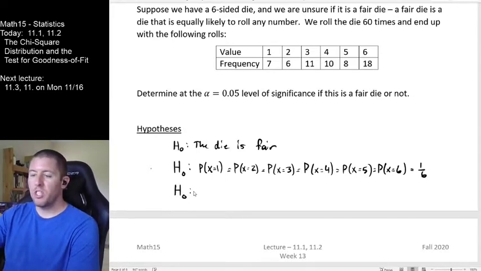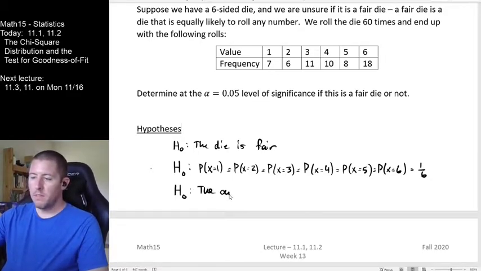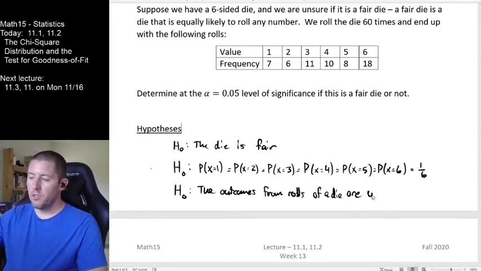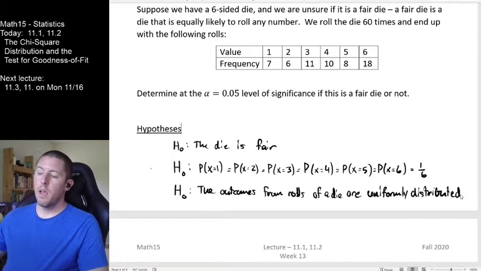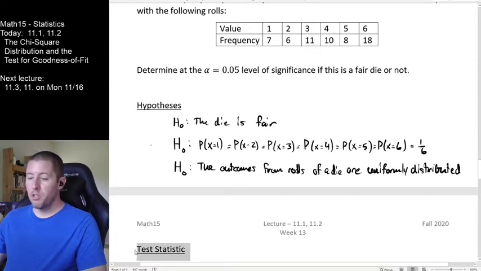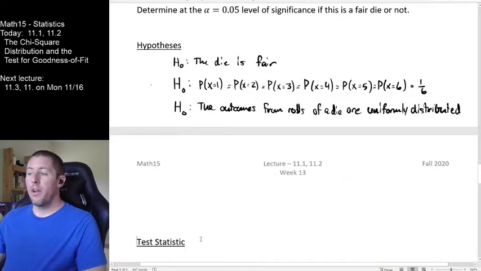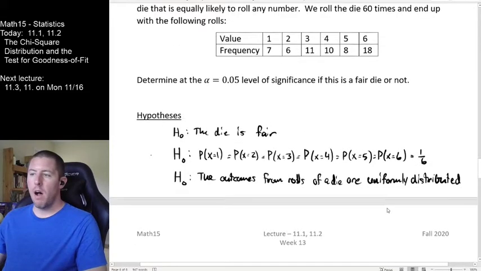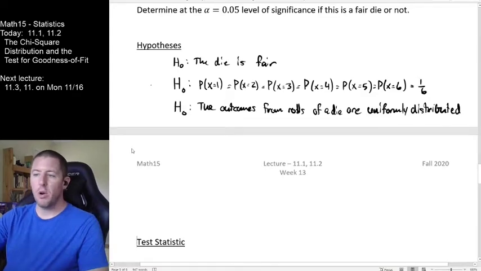Another way to say this, which is sort of halfway in between, would be to say the outcomes from rolls of a die are uniformly distributed. The uniform distribution, that's us referencing something mathematical right there. The uniform distribution is a defined distribution where we know that there is an equally likely outcome of all possible outcomes. Each outcome is equally likely.